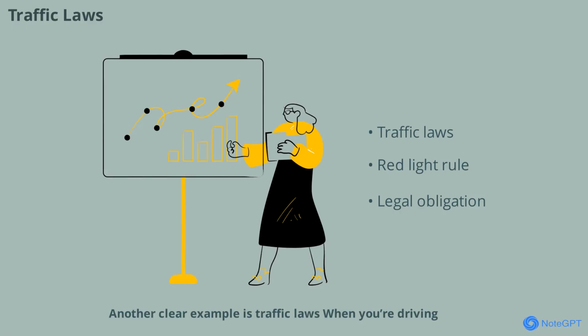Another clear example is traffic laws. When you're driving, you have to stop at a red light. This isn't just a good idea, it's the law. If you ignore it, you could get a ticket or cause an accident. Using have to here shows that the rule is not optional. It's set by an external authority and everyone must follow it. This is why have to is so useful when talking about laws and regulations.